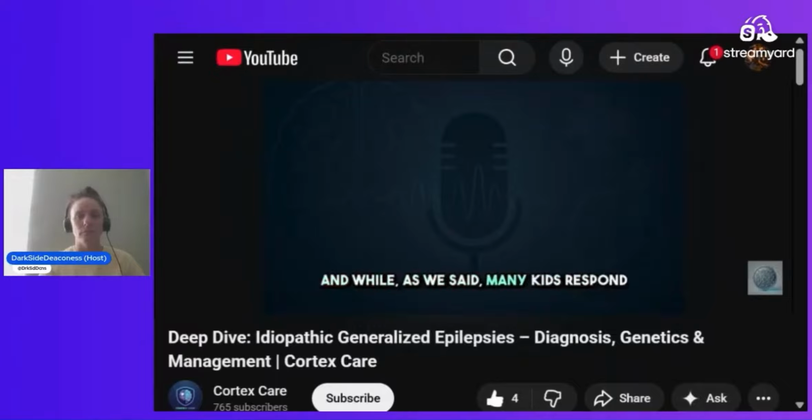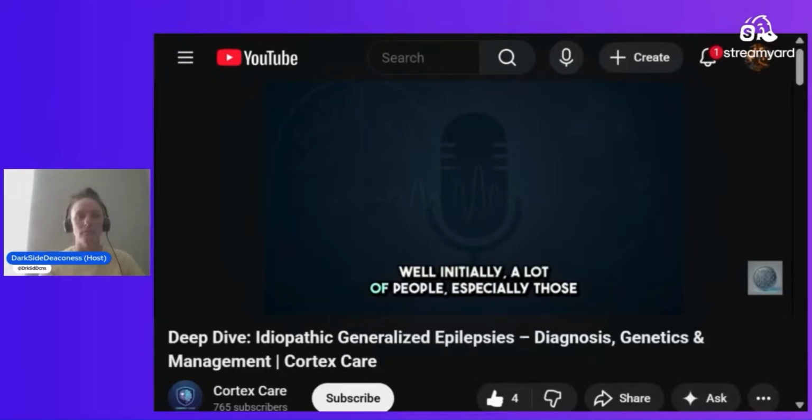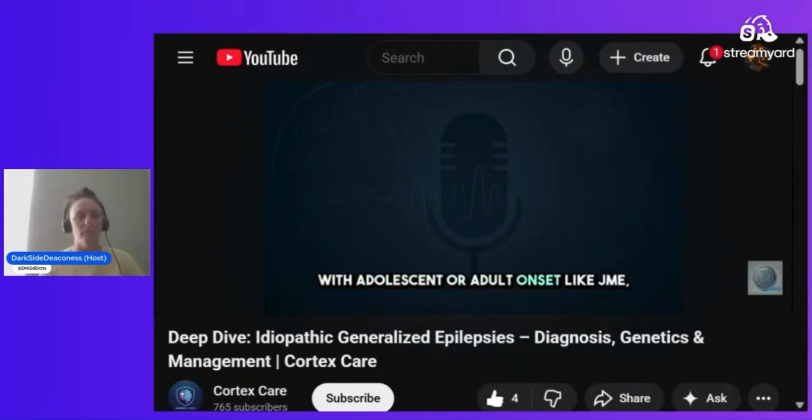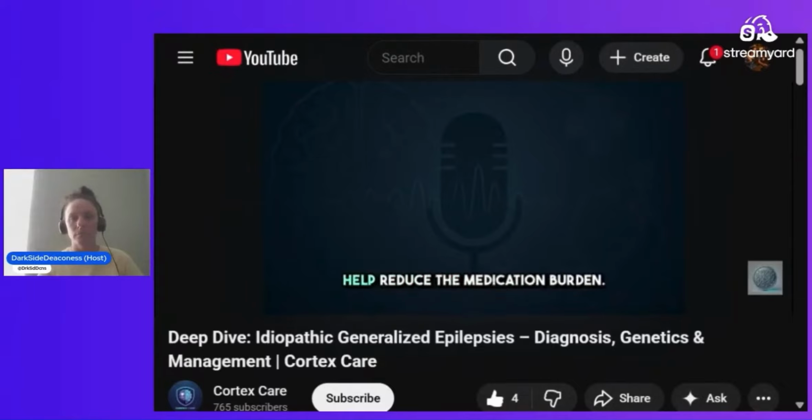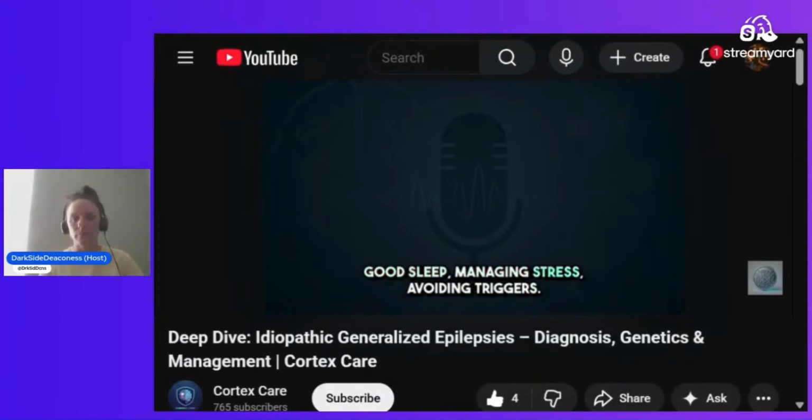And while, as we said, many kids respond well initially, a lot of people, especially those with adolescent or adult onset like JME, often need treatment long-term, potentially lifelong, to stay seizure-free. Though lifestyle management can sometimes help reduce the medication burden. Yes, that's a point the article makes. Good sleep, managing stress, avoiding triggers. Sometimes that allows for lower doses or fewer meds, even if lifelong treatment is needed.